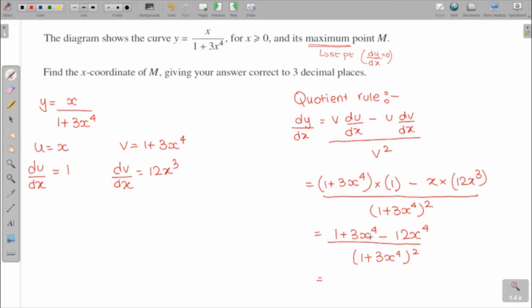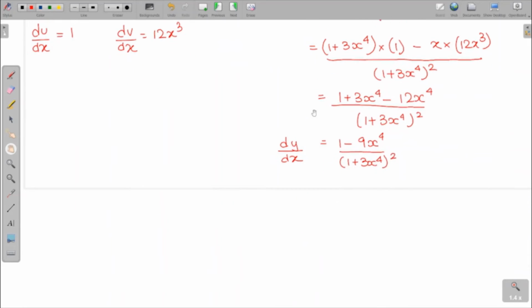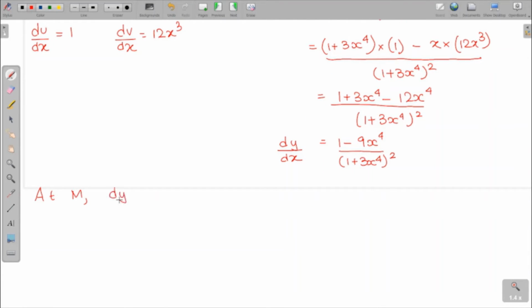So see, 3x to the power 4 minus 12x to the power 4 will give us minus 9x to the power 4. So 1 minus 9x to the power 4 divided by (1 plus 3x to the power 4) whole square. So this is the expression for the first derivative, and at point M, which is a stationary point, this will be equal to 0. So we can write that down. So at M, dy by dx will be equal to 0.